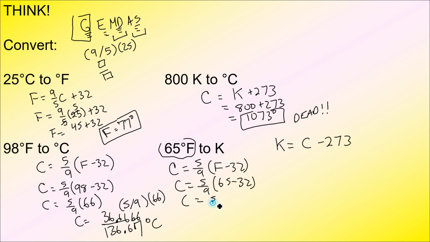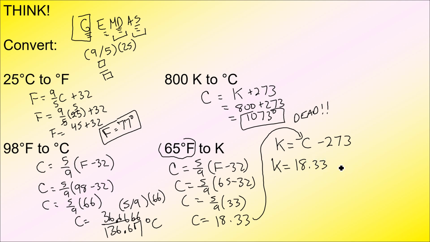And Celsius is 5/9, and 65 minus 32 is 33. And again, I'll type that into my calculator, and get C equals 18.33. Now I'll take that and put it into here. I'm ready to go. So 18.33 minus 273.